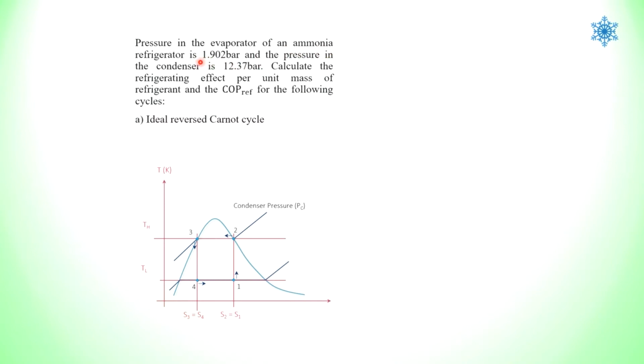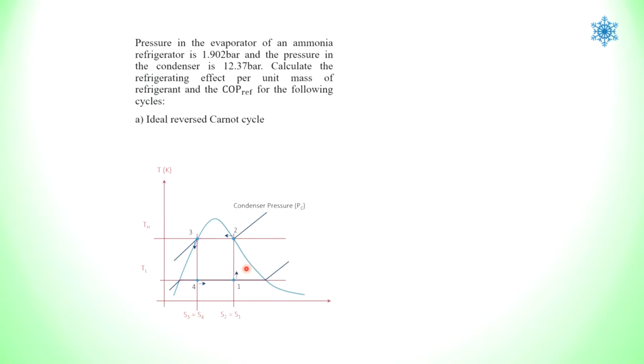So you look for the pressure of 1.902 bar and the pressure of 12.37 bar. The saturation temperature based on 12.37 bar plus 273 gives you TH. And then based on the evaporator pressure of 1.902 bar, the saturation temperature plus 273 gives you TL.